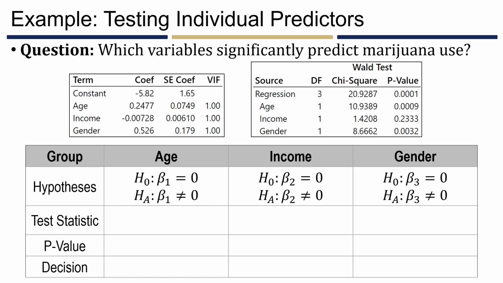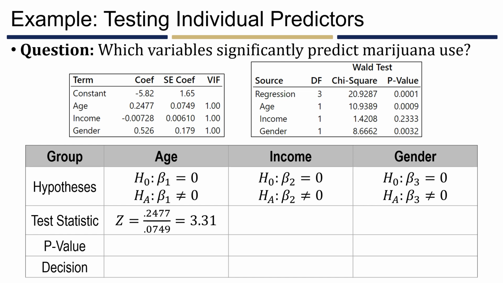In order to calculate the test statistic, we're going to use the coefficient output over on the left. We'll take the estimated regression parameter, 0.2477, and divide by its standard error, 0.0749, giving us a test stat of 3.31. This test statistic follows a standard normal distribution. Now, one of the properties of the standard normal distribution is that if you square a standard normal random variable, you end up with a chi-square random variable with a single degree of freedom.